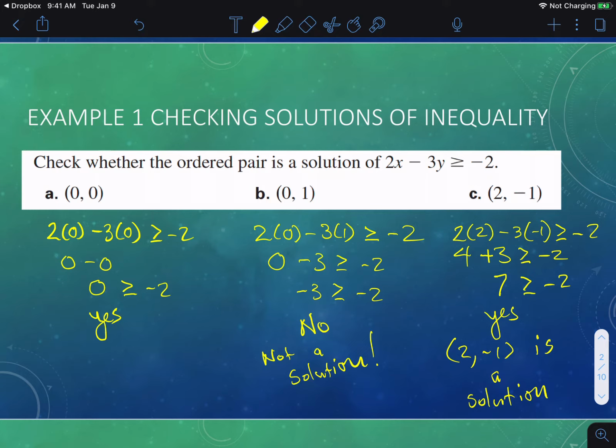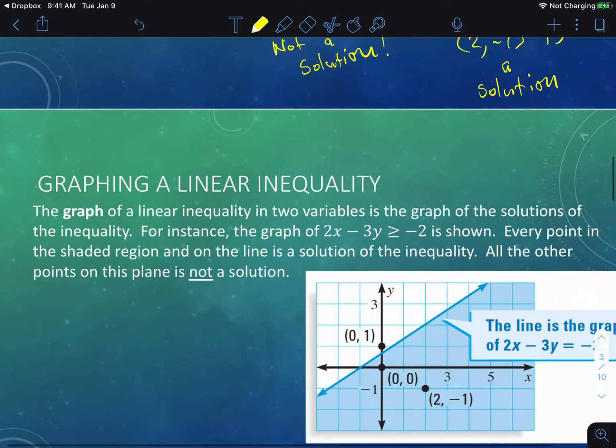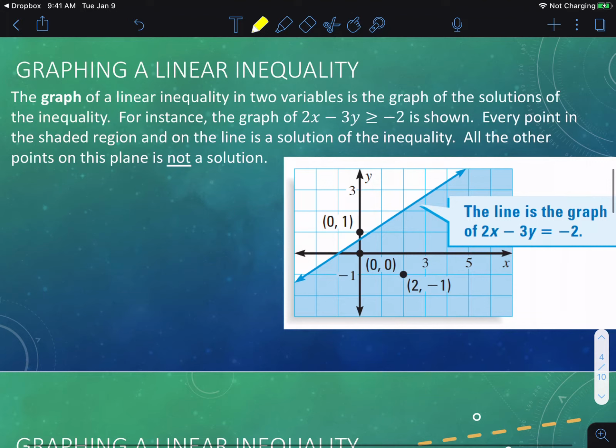So that's how we check solutions of an inequality: you just plug in the x and y values of a point. All right, what if we're talking about graphing a linear inequality? Remember when we were talking about linear equations, we were graphing the equation of a line. Now we're talking about graphing a linear inequality. So here's the thing that I want you to understand.